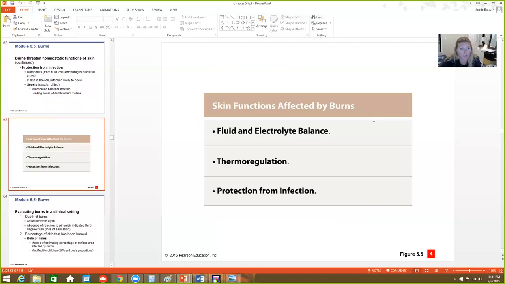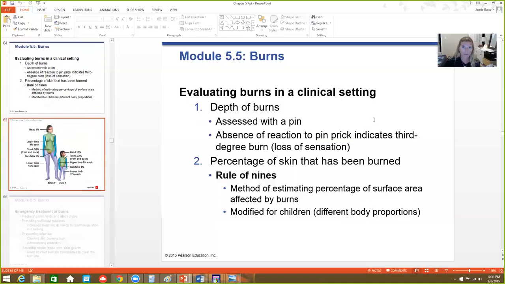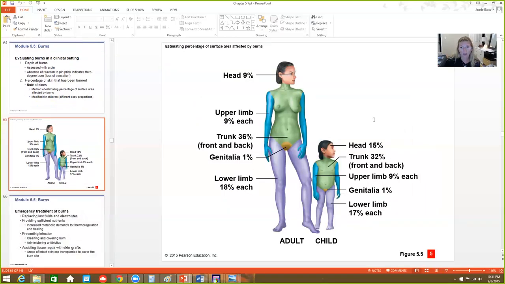This is just the chart from your book. Let's talk about how to evaluate burns in a clinical setting. So you're looking at the depth of the burn, and that's assessed with a pin. You can use the reaction of the pin prick to determine the loss of sensation. You can also look at the percentage of skin that has been burned. And you use what's called the rule of nines. It's basically just a method of estimating the surface area. It's obviously modified for smaller children.